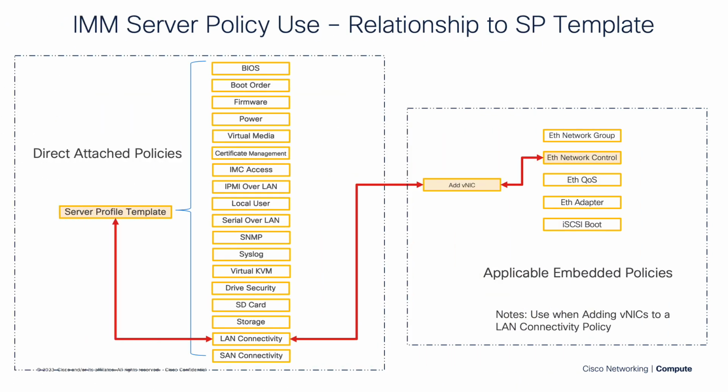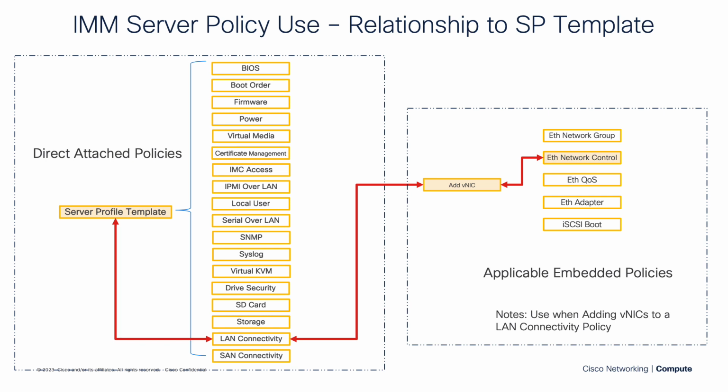And as with all IMM Expert Series videos, I like to show a graphic that shows the relationship of the server profile template to the actual policy in question, in this case, the Ethernet network control policy. As you can see on the left here, these are direct attached policies, this big column of policies here, the LAN connectivity policy at the bottom there. As you build out that LAN connectivity policy, and specifically as you add a vNIC, then you're going to have the policies on the right here, these embedded policies exposed to access and attach to your vNIC. So that's where you're going to do.